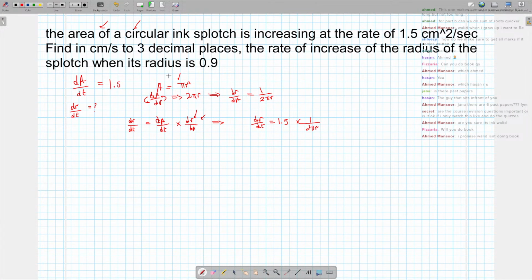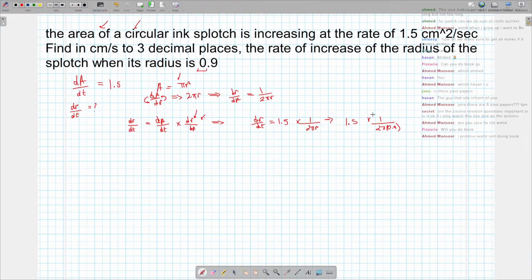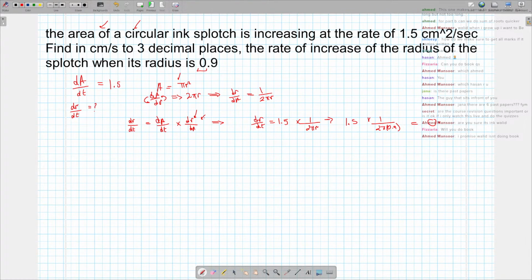Okay, radius is what? They said it's 0.9. So what does that mean? 1.5 times 1 over 2 times pi times 0.9. So let's do this on our calculator. 1.5 times 1 over 2 times pi times 0.9. To 3 decimal places, they want 3 decimal places. So equals 0.265. They want the rate of increase of the radius, so centimeters per second.